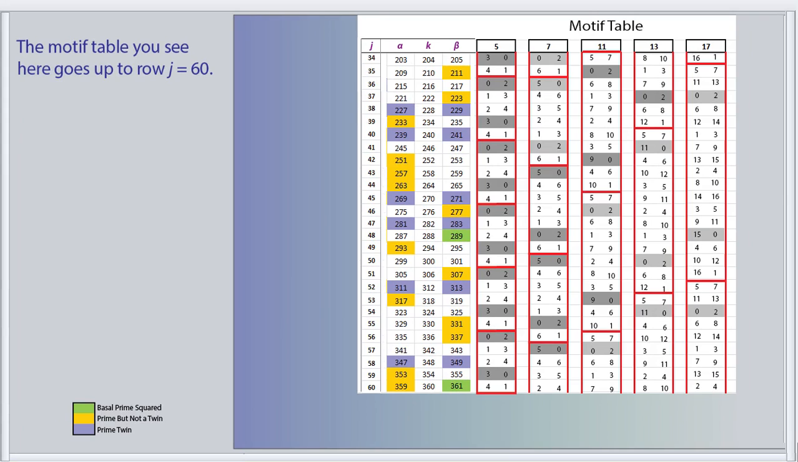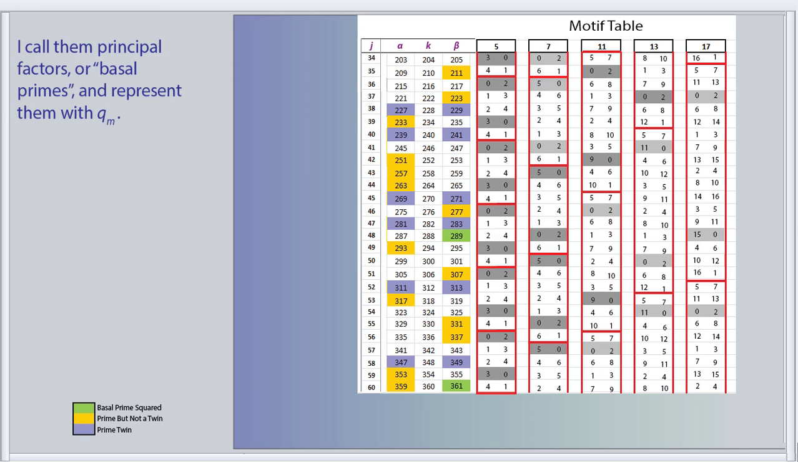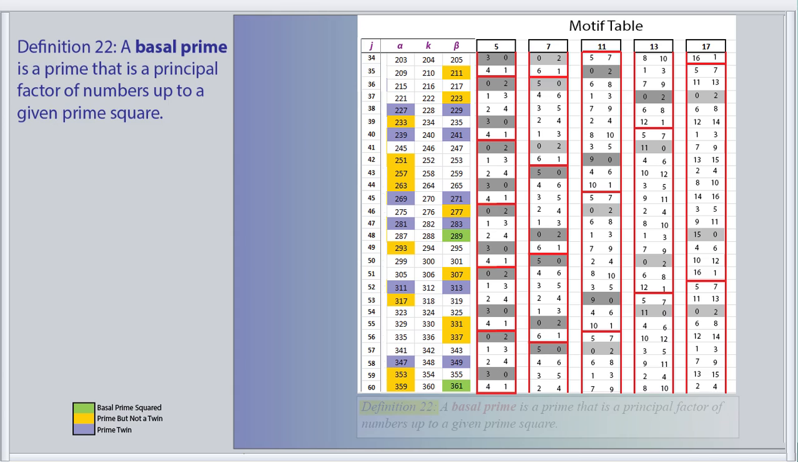The motif table you see here goes up to row j equals 60. This table includes the first 5 principal factors, not including 2 and 3, up to q sub 7 equals 17. The principal factors are just the set of prime numbers. I call them principal factors or basal primes and represent them with q sub m. This is to distinguish them from the prime twins, which I represent with p sub n.